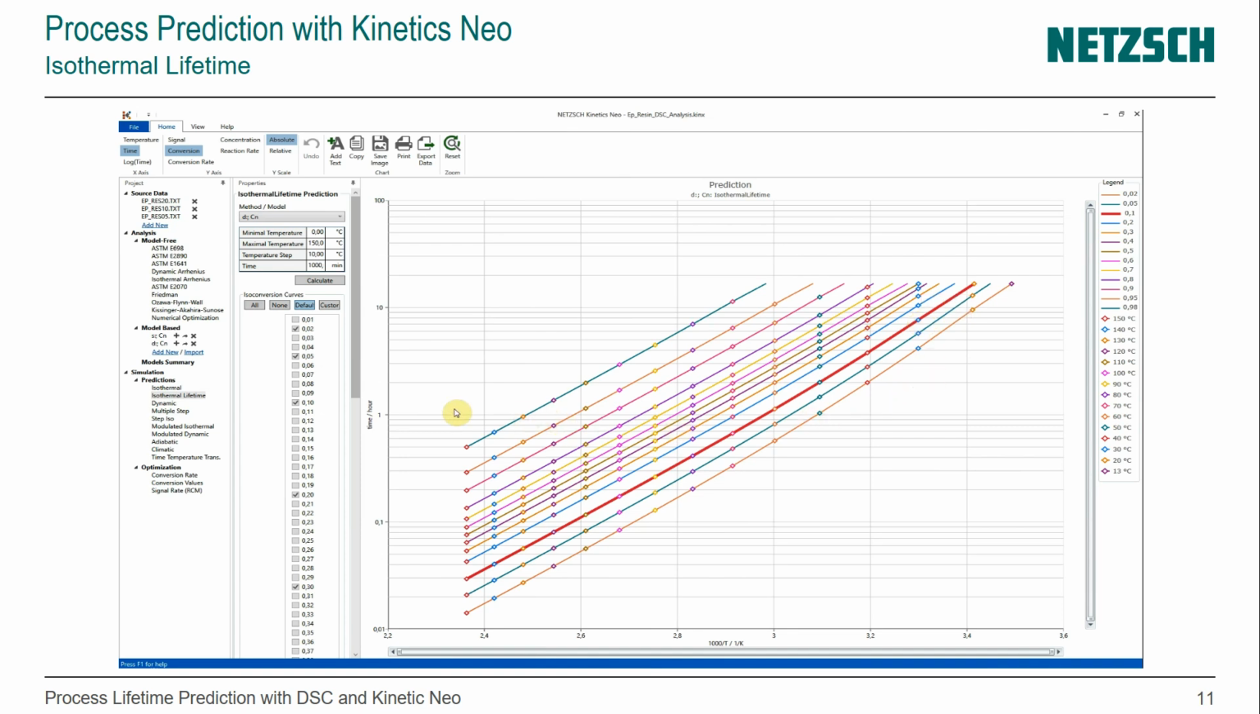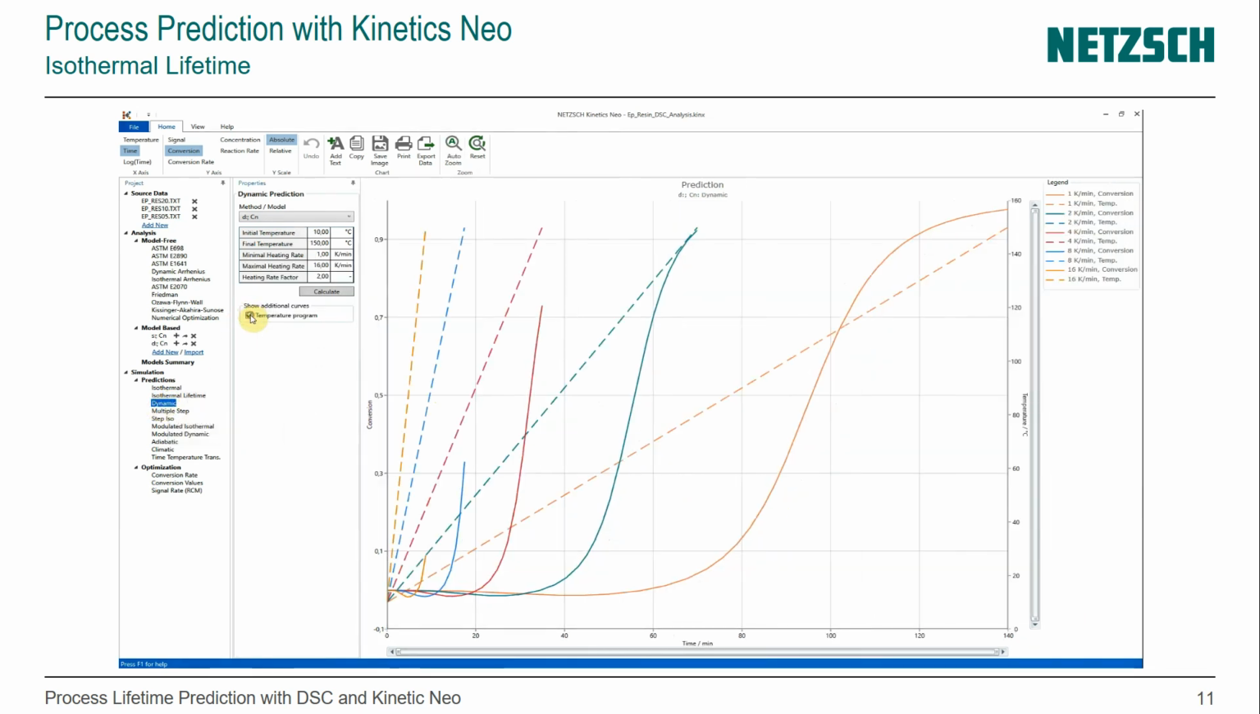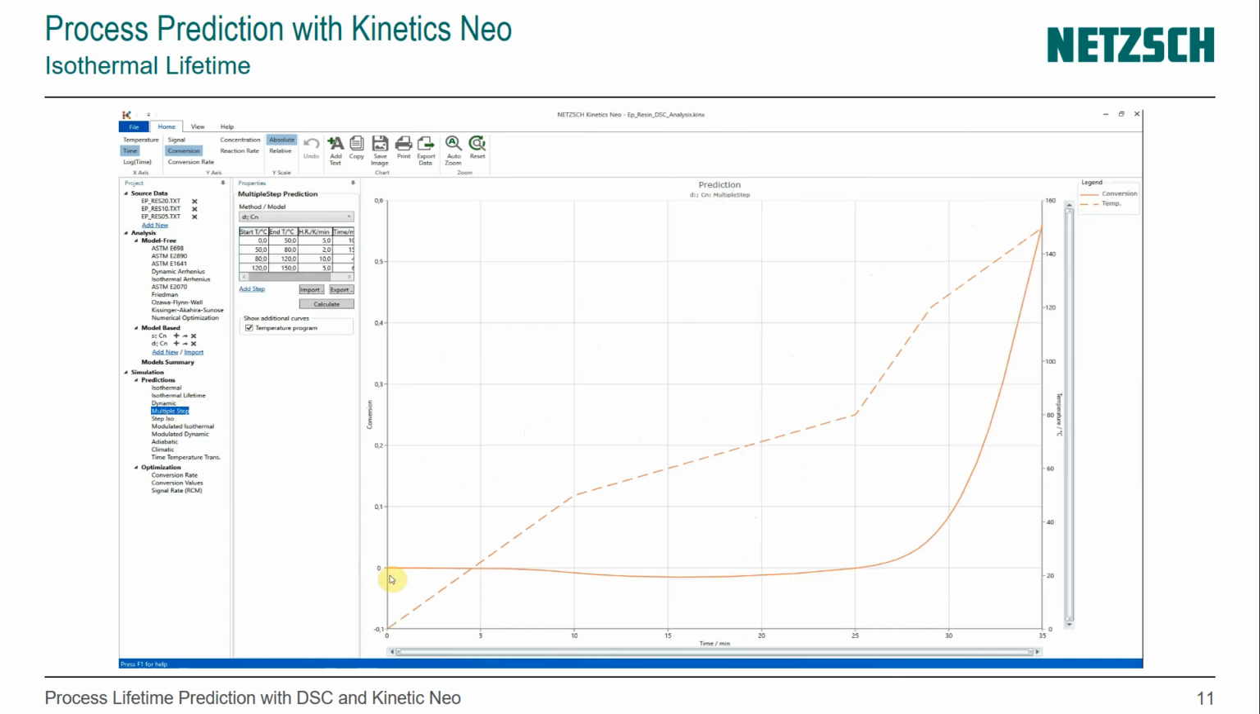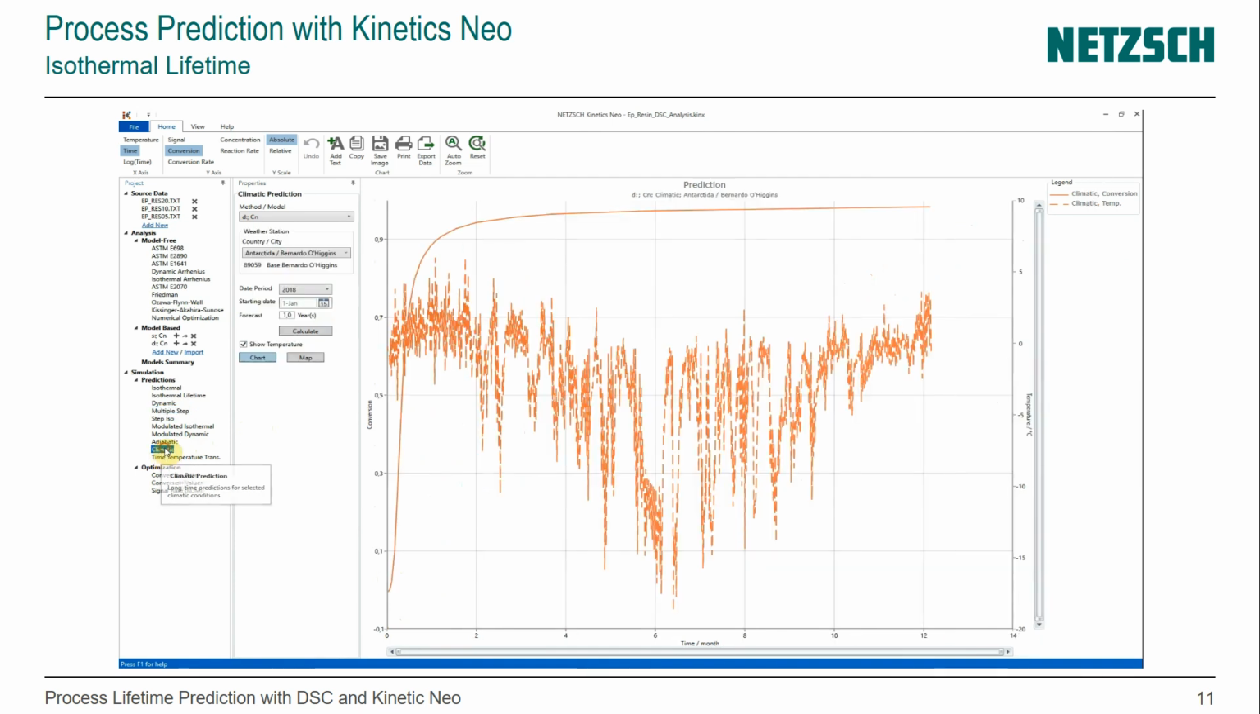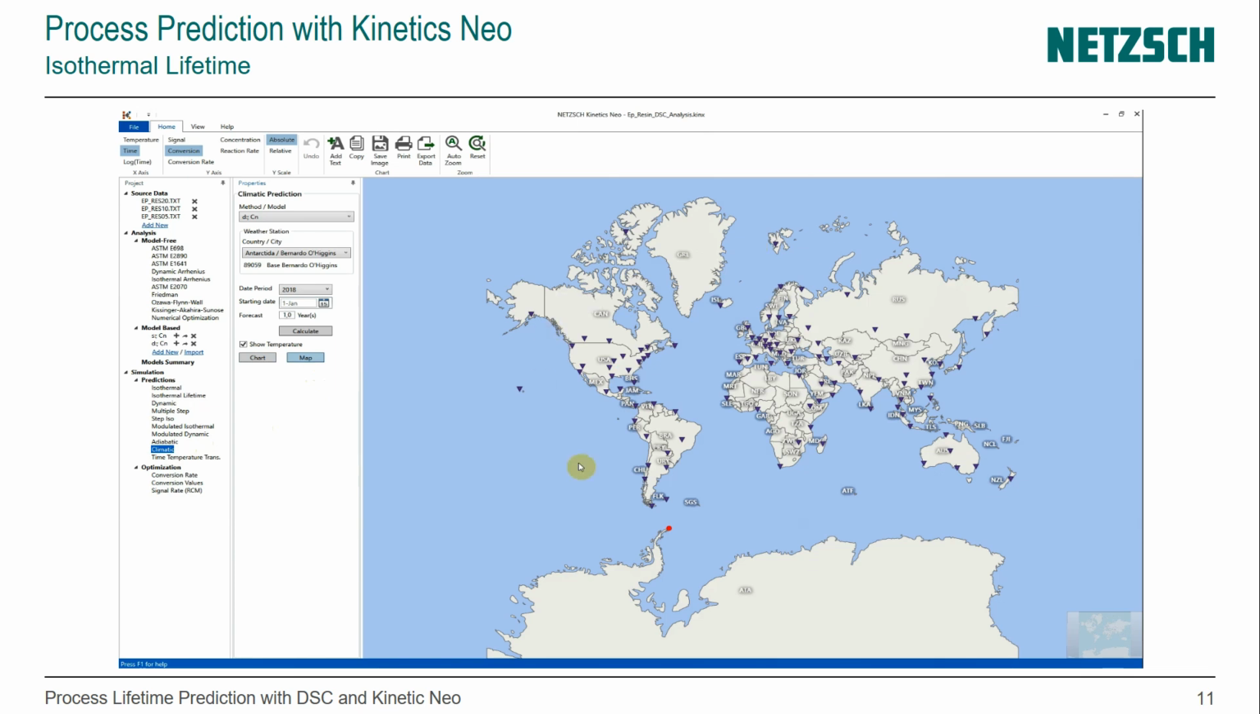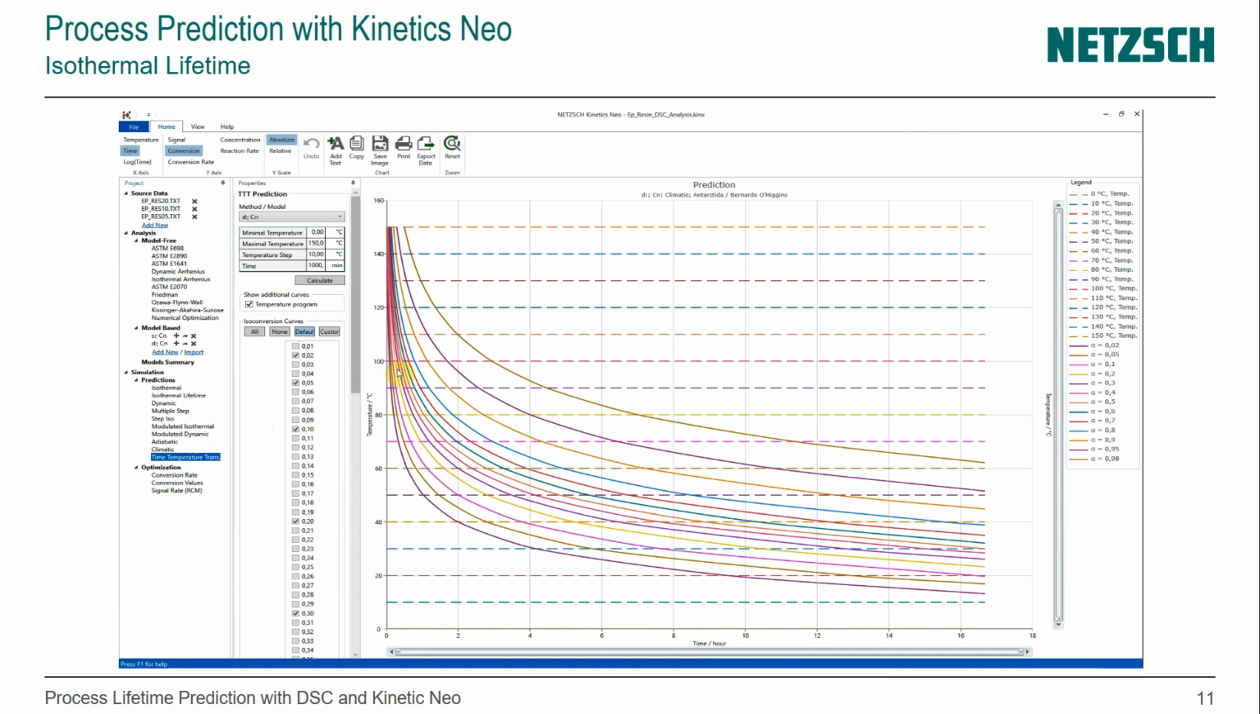Kinetics Neo also provides predictions for dynamic heat rates, which show us the influence of the heat rates on the conversions. Multi-step prediction simulates a curing process with changes in the heat rates. Climatic prediction uses climate data from all over the world, which is especially interesting for the pot life of a product. Or the time temperature transition chart gives an overview of the conversions over time and temperature.